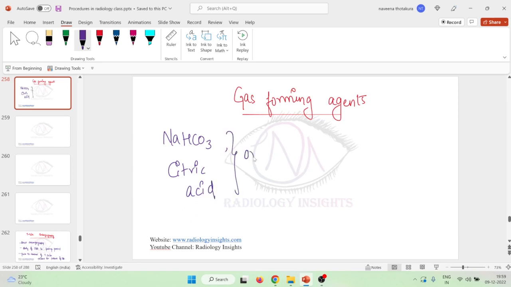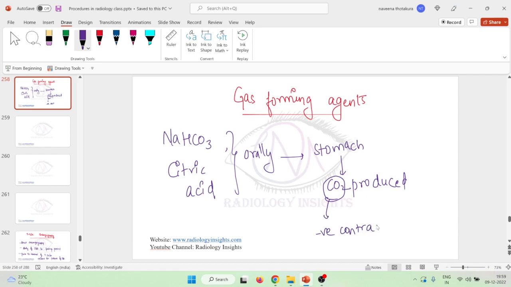Once you give these orally and they reach the stomach, carbon dioxide is produced from them. So this carbon dioxide is the one which acts as a negative contrast.